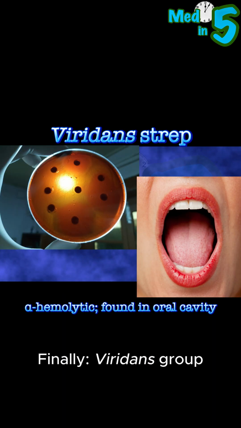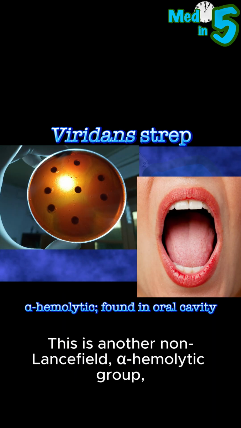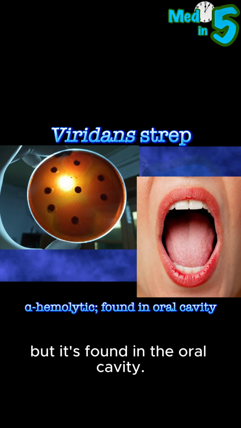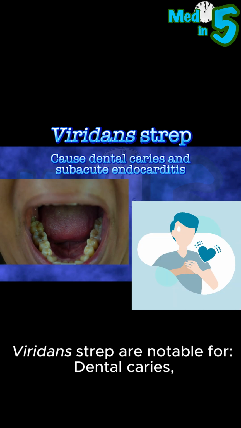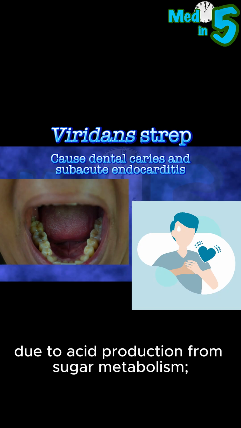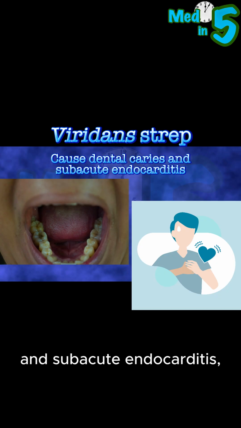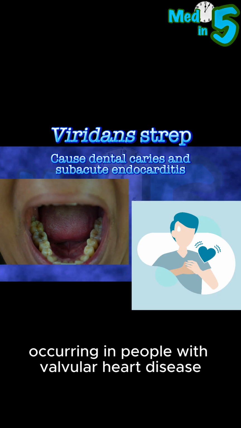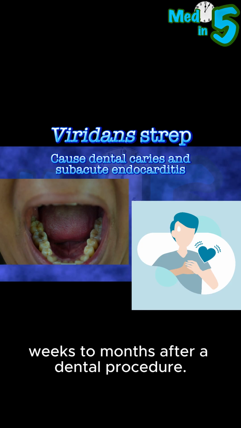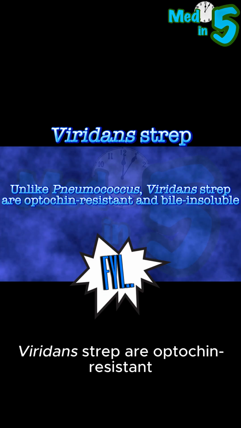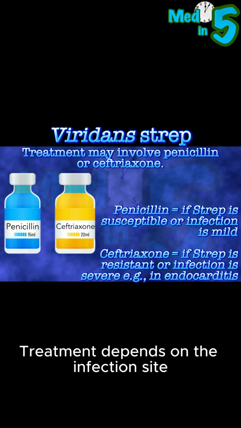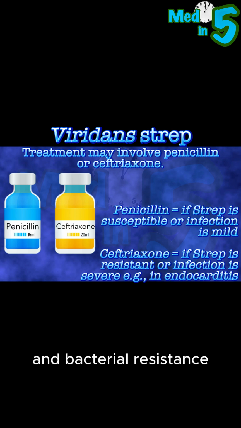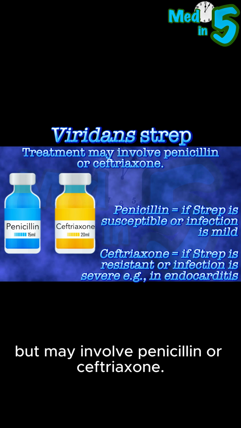Finally, Viridans group Streptococcus. This is another non-Lancefield, alpha hemolytic group, but it's found in the oral cavity. Key members include strep mutans and strep mitis. Viridans strep are notable for dental caries due to acid production from sugar metabolism and subacute endocarditis, occurring in people with valvular heart disease weeks to months after a dental procedure. Viridans strep are optochin resistant and bile insoluble, unlike pneumococci. Treatment depends on the infection site and bacterial resistance, but may involve penicillin or ceftriaxone.